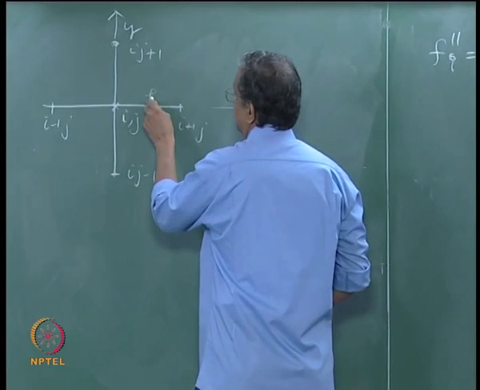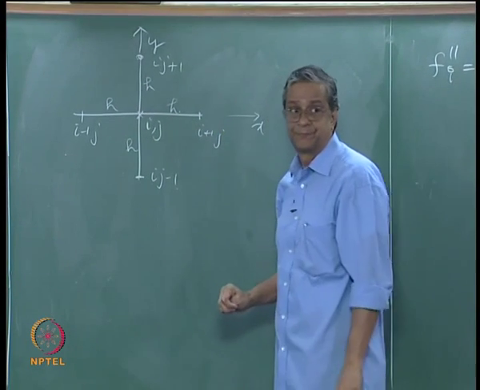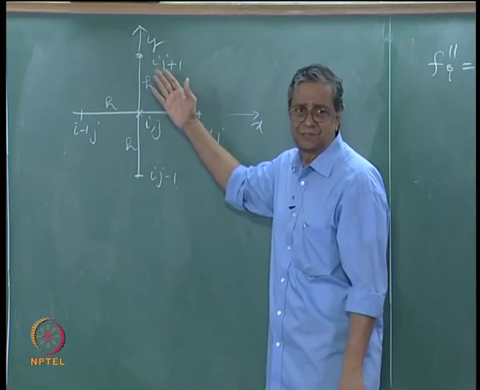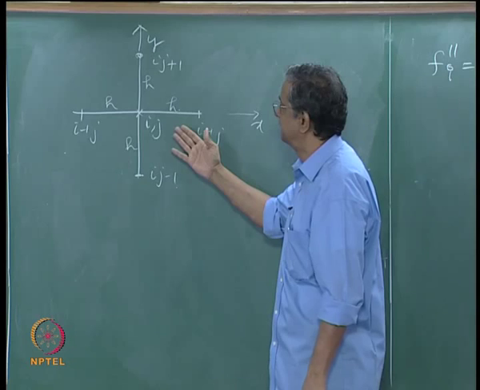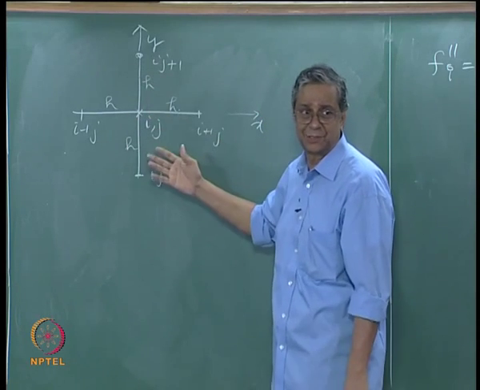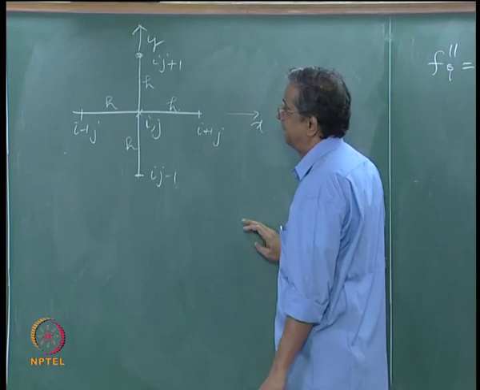I will take all of these intervals for the sake of convenience to be h. I think you can figure out what will happen if you change the values. There are so many different things that could happen. It could be h here and it could be some different value in the y direction. Each one of them can be different. There are so many possibilities. You can work it out.